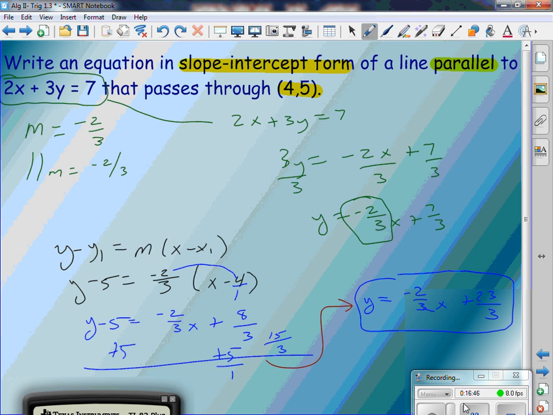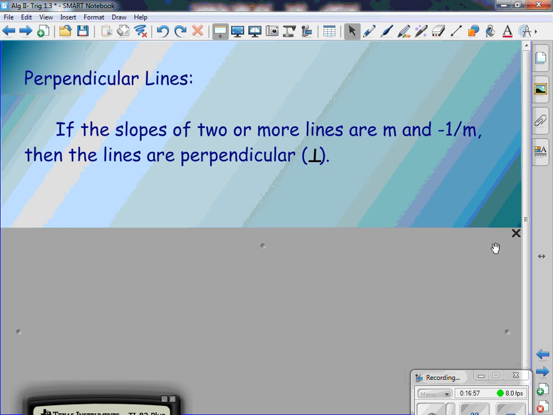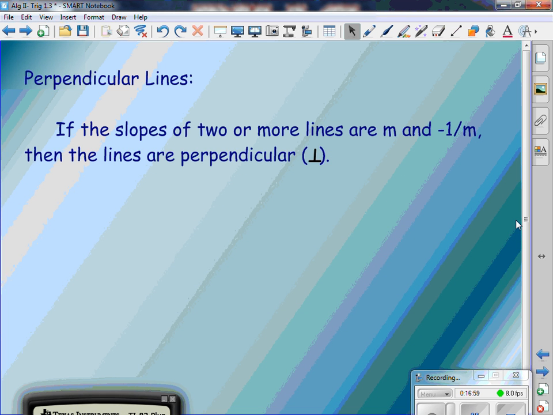That's one question. How many questions will be on the test? Perpendicular lines are two lines whose slopes are opposite reciprocals. So if the first slope is m, the perpendicular slope is negative 1 over m.